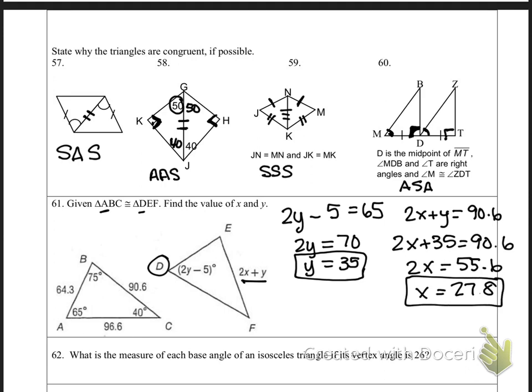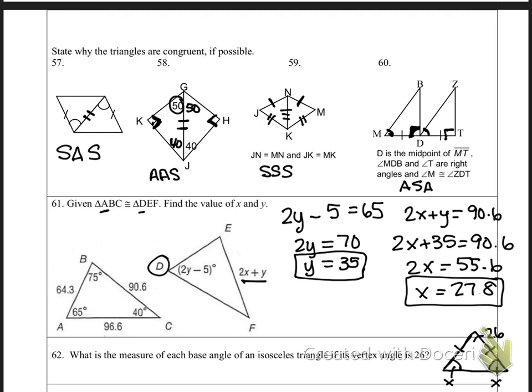Okay, so 62, what is the measure of each base angle of an isosceles triangle if its vertex angle is 26? So I'm going to draw this out just so I can see it. I know that my vertex angle is 26, and since this is an isosceles triangle, I know that these two angles are going to be congruent. Since I'm trying to find those two angles, I'm going to call them both x because I know that they are the same.